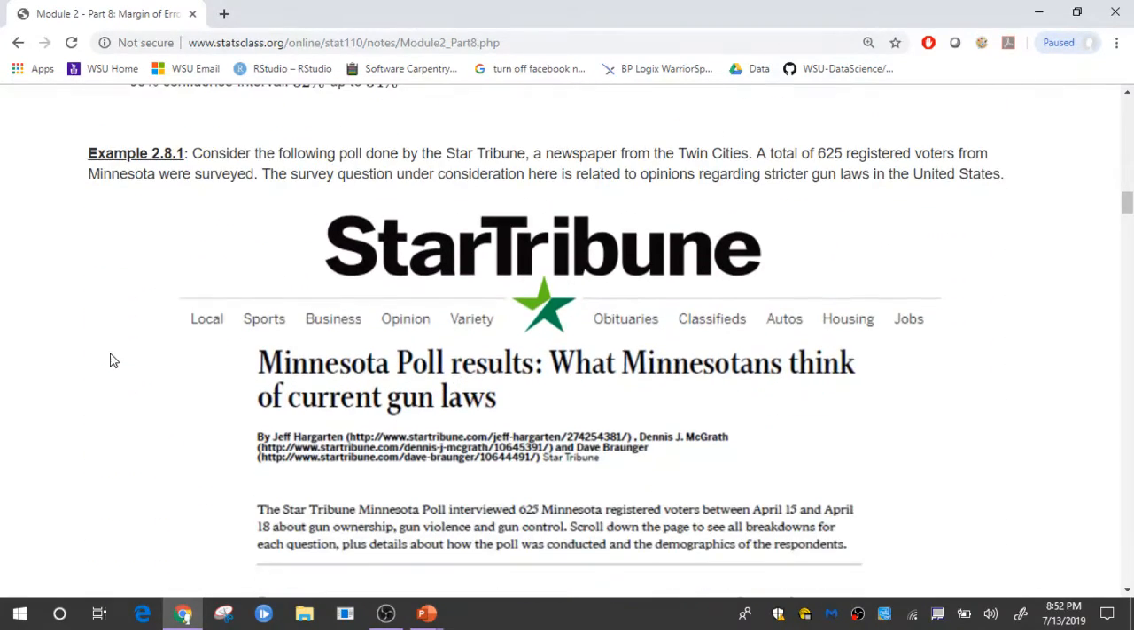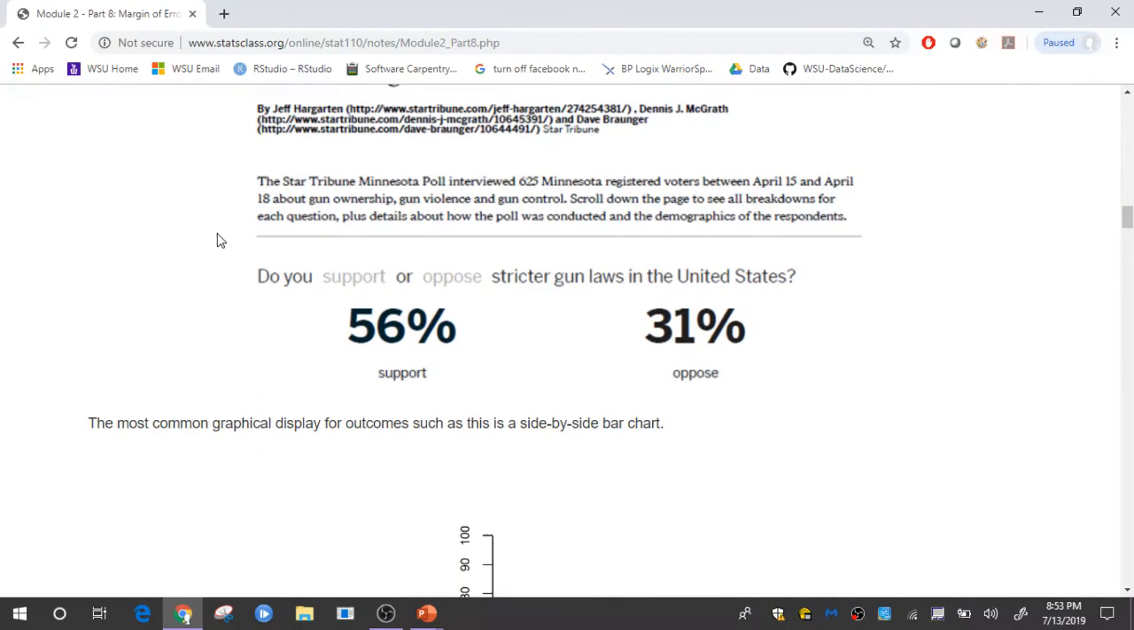Okay, so let's go ahead and calculate a confidence interval for an example, and not just for an illustration. Consider the following poll done by the Star Tribune, which is a newspaper from the Twin Cities. What they did is they obtained a sample of 625 registered voters. So the survey under consideration here is related to the opinions regarding stricter gun laws in the United States. So here's some of the information that they provided on the poll.